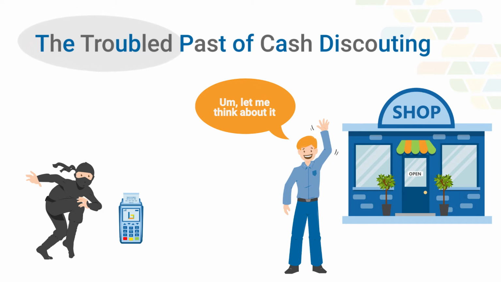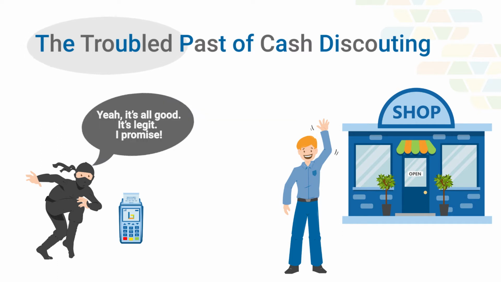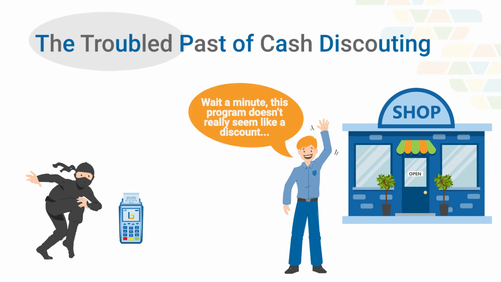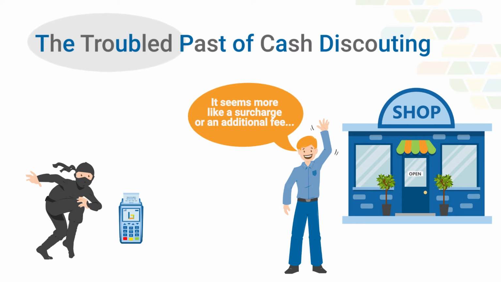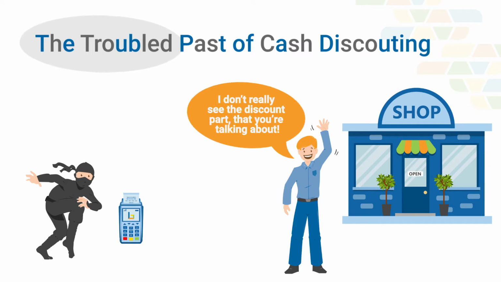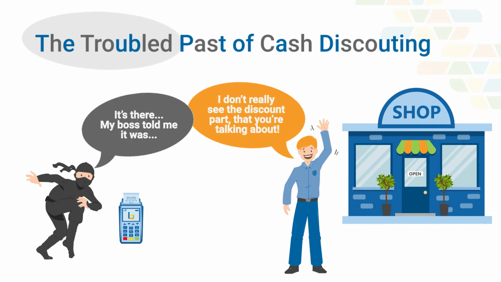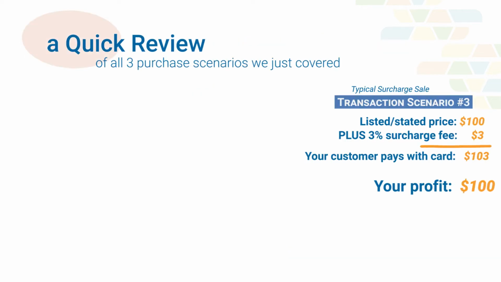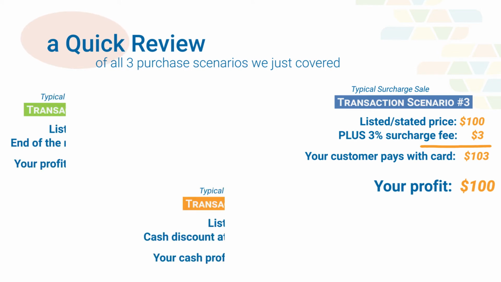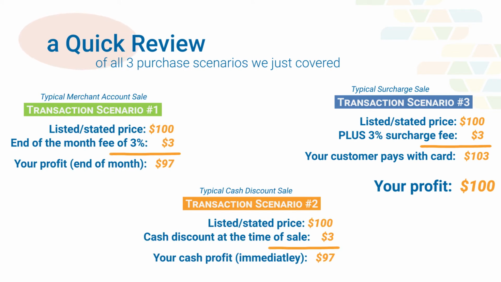The controversy started because some merchant account providers started selling cash discount programs that were actually a surcharge or a service fee program in disguise. It caused a lot of people to say, wait a minute, this doesn't really seem like a discount. It seems more like a service fee or an additional fee, and I don't really see how there's a discount involved. Again, surcharge programs add a fee on top of the price. Cash discount reduces the price as a discount.